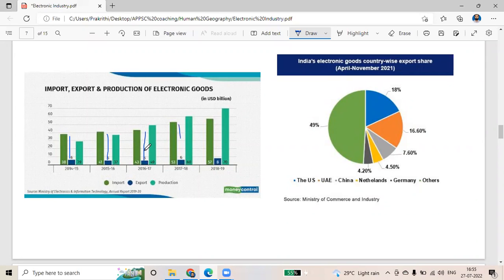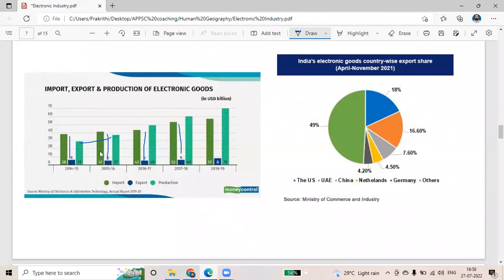import. But on the other side, if you look at the production, we can see these green colors. So you can see production is high because we are maximum concentrated in the assembling unit. We bring in maximum imports, and we will assemble that in India, and we will produce the final output. So production is higher.